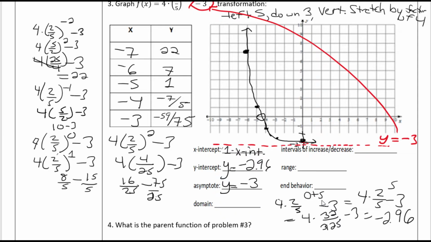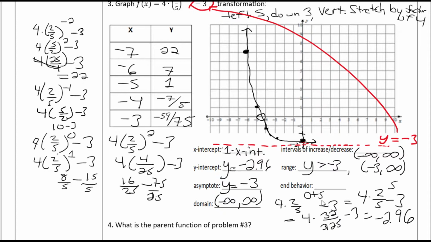All right, for the domain, it's all real numbers, so negative infinity to positive infinity. For intervals of increase and decrease, it's only decreasing. So it's decreasing from the negative side to the positive side. For the range, the smallest y can be is negative 3, and it can't equal negative 3, so it's greater than negative 3, or you can say negative 3 to infinity.